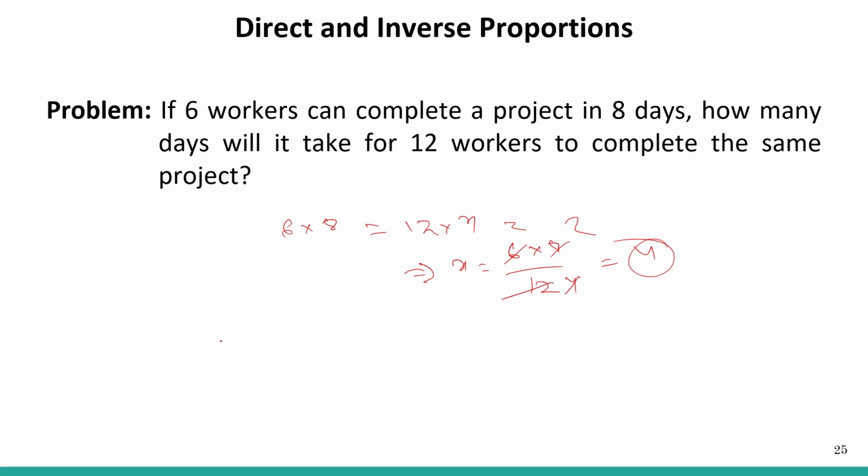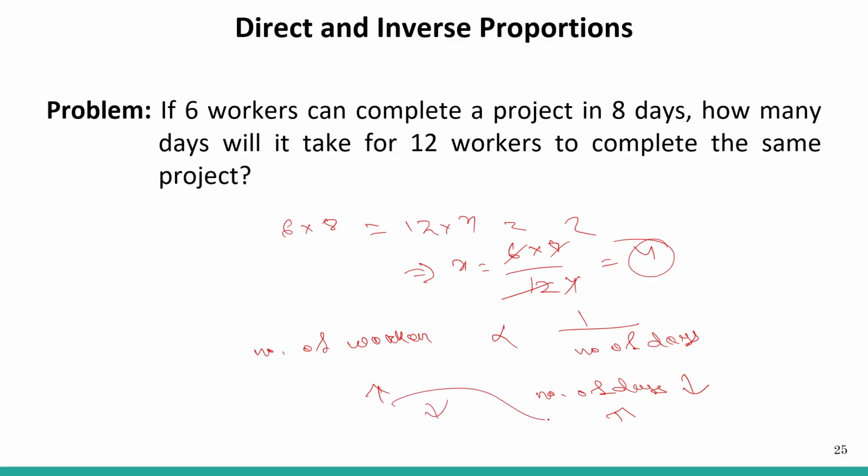Here you can see that the number of workers is inversely proportional to the number of days. If the number of workers increases, the number of days decreases. If the number of days increases, the number of workers decreases. They are related to each other in this way. The ratio in which a change in one affects the other is called inverse proportion.